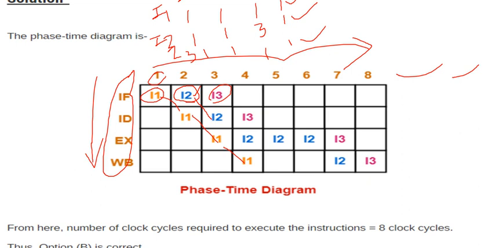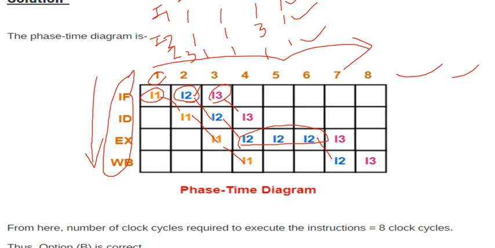Then at the fourth clock, after completion, I2 will come out, and in the fourth clock I3 will be completing its IF phase and it will move into the ID phase. So after this, we know that I2 requires 3 clocks in its execution phase. So after completing 3 clocks, it will move to its write back phase.